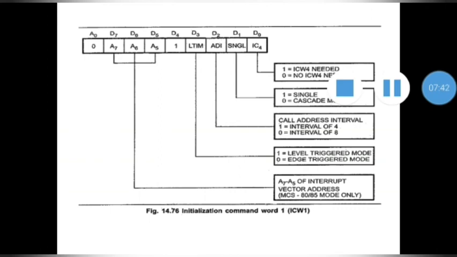In this way, we will see all the 4 initialization command words present in the 8259 processor. In the next video, I will explain the second initialization command word, that is ICW2.